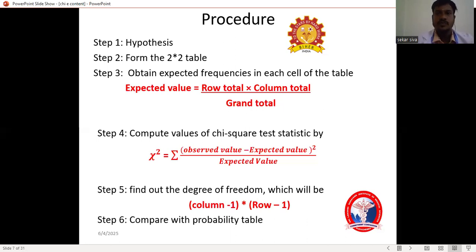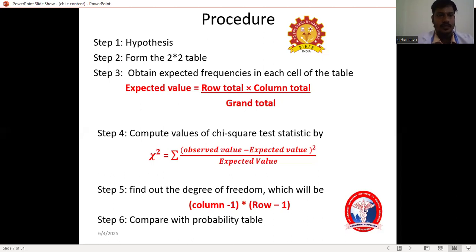First step is you have to find a hypothesis and then form a 2 cross 2 table. Mostly the examiner will give a scenario. You have to construct a 2 cross 2 contingency table. It is a very, very important step in the chi-square test. And then expected value, the formula for finding expected value is row total into column total divided by grand total. This is the formula for expected value.